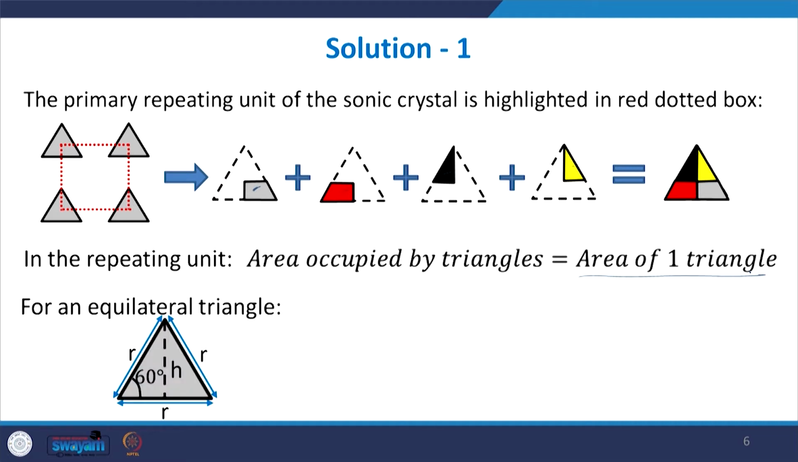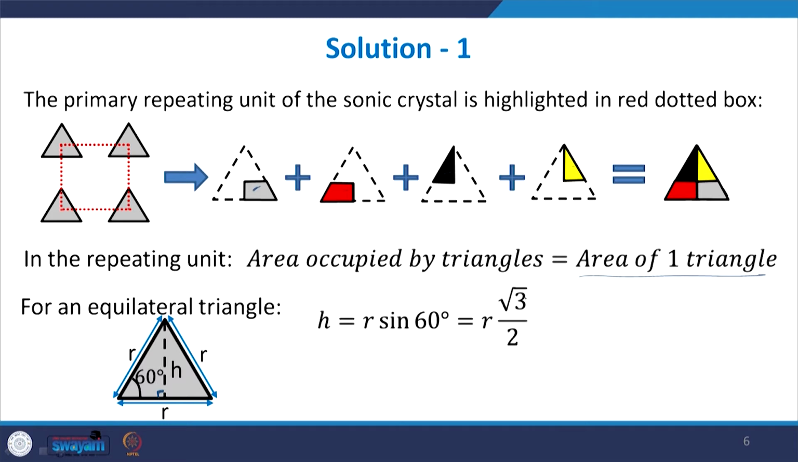Let us find the area of one equilateral triangle. Let R be the edge length of the cross section of the scatterer. This is the cross section of the scatterer, the edge length is R and it is an equilateral triangle. The height of the equilateral triangle is h. This angle is 90 degree and this is 60 degree. By the trigonometry relations, h will be R sine theta.